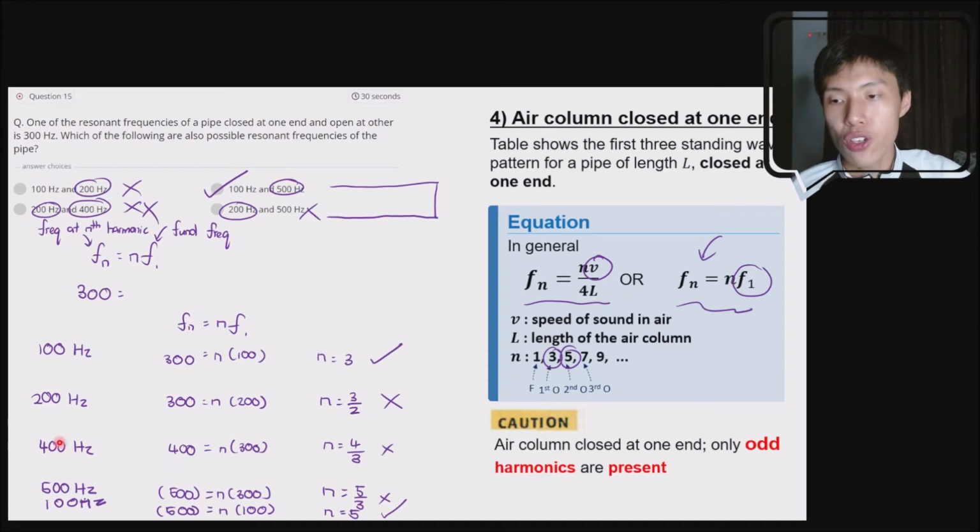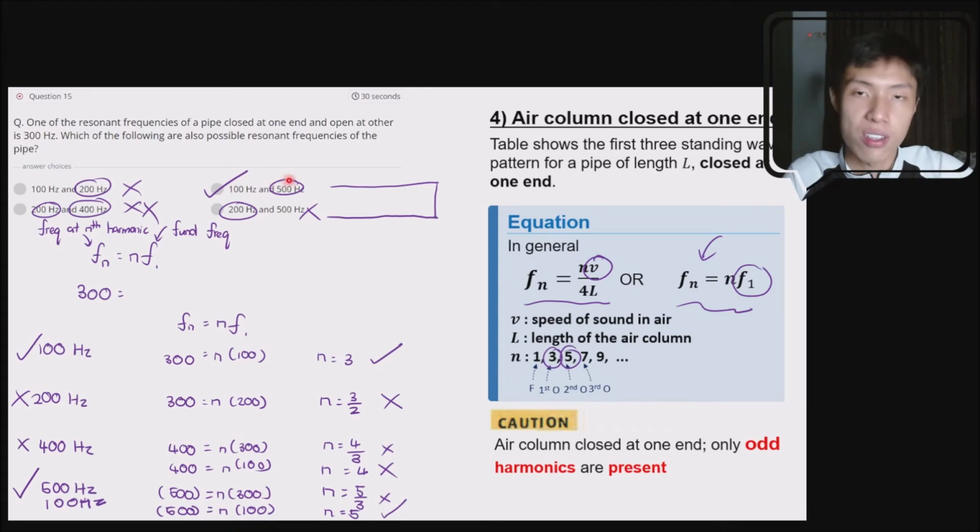Okay, so if you try it for 400 hertz, you might be thinking, oh, can I do the same thing like this? I set 100 hertz as my fundamental frequency. Then with 400 here, you get an n equal to 4. But if you see here, there is no 4, there is no even number. So this is wrong as well. So this is not the correct one, this is not the correct one, this is the correct one, this is the correct one. Therefore, the answer is 100 hertz and 500 hertz.